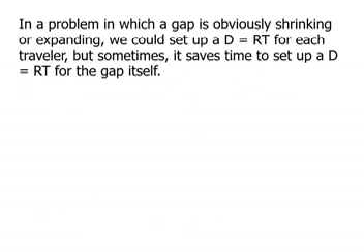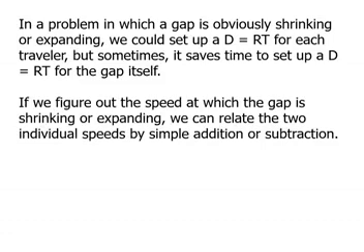In a problem in which the gap is obviously shrinking or expanding, we could set up a d equals rt for each traveler, but sometimes it saves time to set up a d equals rt equation for the gap itself. If we figure out the speed at which the gap is shrinking or expanding, we can relate the two individual speeds by simple addition or subtraction. And this is a big, big strategy for this kind of problem.